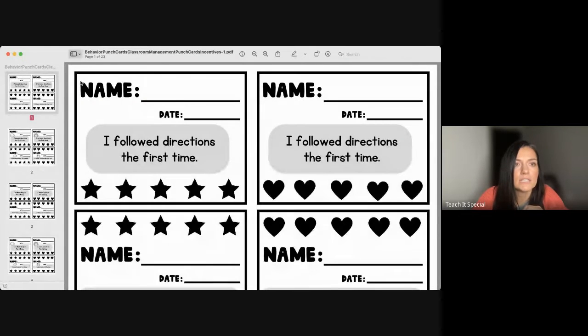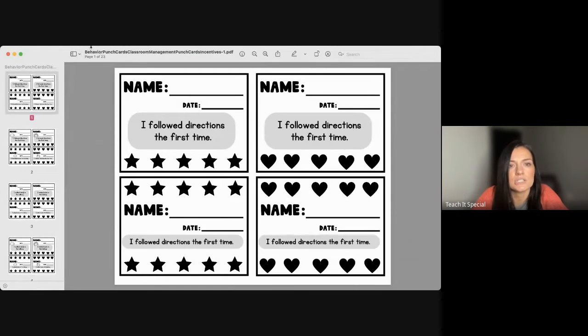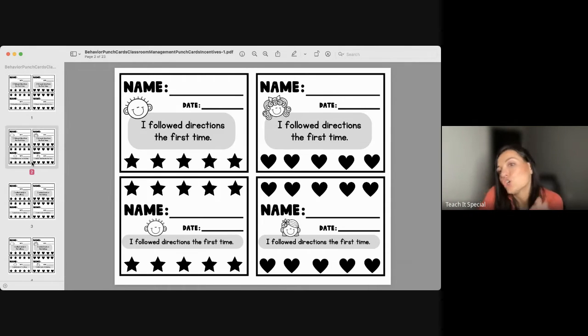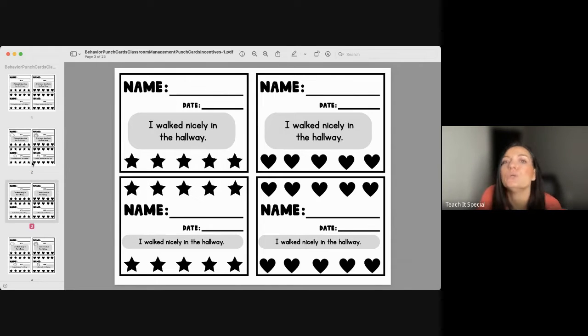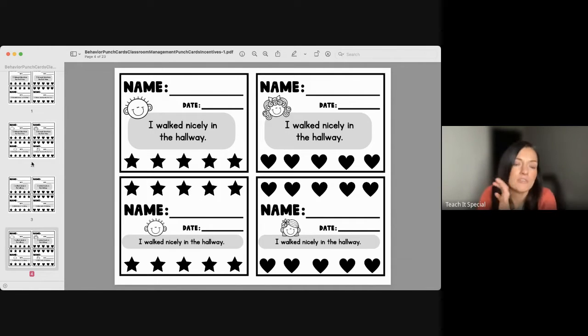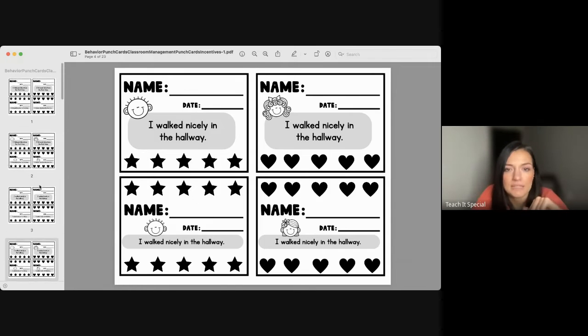Let's make sure you can see this. Okay, great. When you look at these punch cards, these are the ones that I print on colored cardstock just because I think it makes them more fun. You can get a little bit more buy-in with students because you're like, oh my gosh, what color punch card do you want? Do you want the stars? Do you want the hearts? Do you want it with a girl or a boy? Do you want it on blue or pink or whatever? So many different options, which makes it really nice.